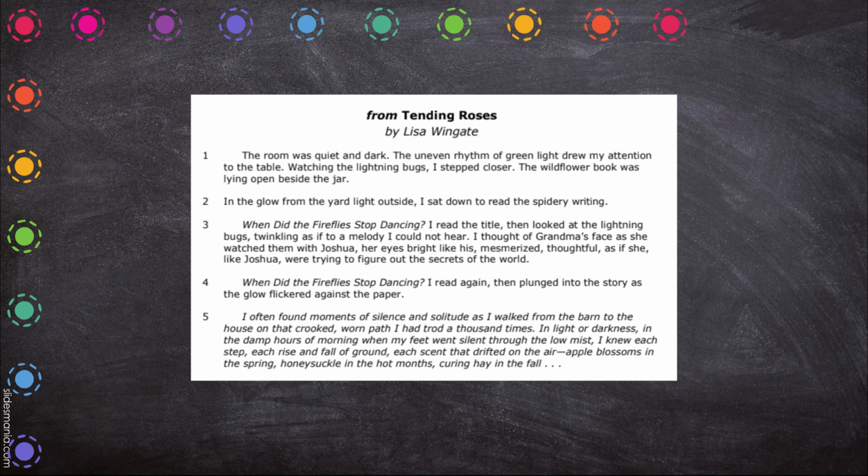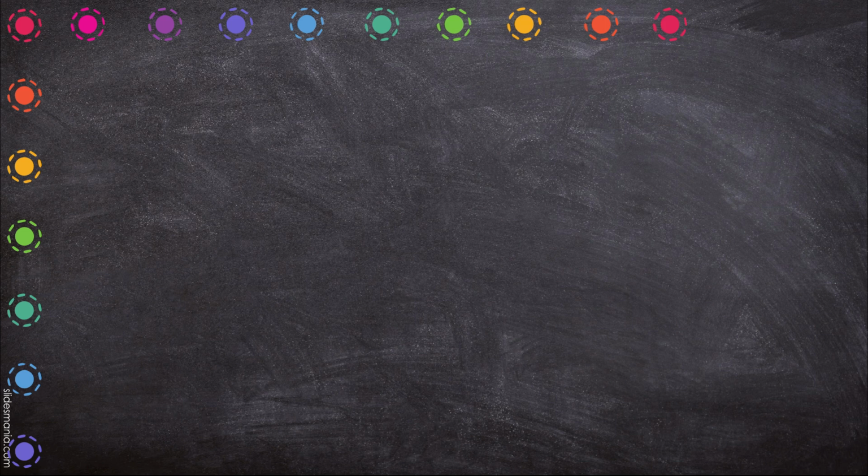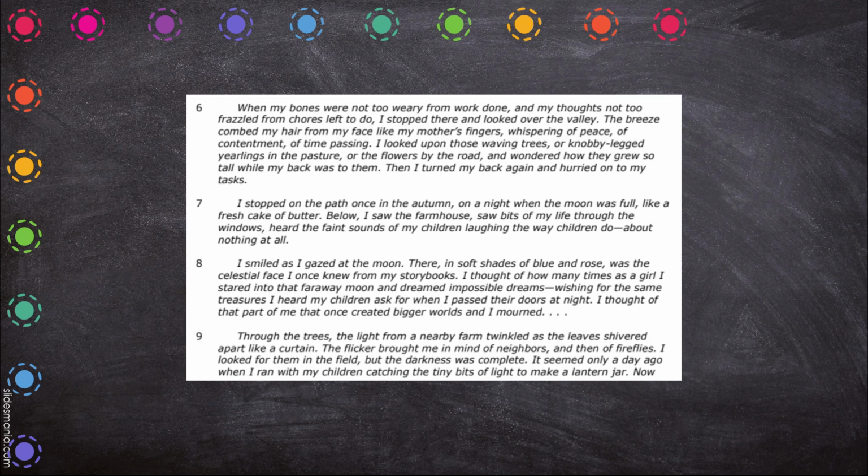I often found moments of silence and solitude as I walked from the barn to the house on that crooked, worn path I had trod 1,000 times. In light or darkness, in the damp hours of morning when my feet went silent through the low mist, I knew each step, each rise and fall of ground, each scent that drifted on the air, apple blossoms in the spring, honeysuckle in the hot months, curing hay in the fall. When my bones were not too weary from work done and my thoughts not too frazzled from chores left to do, I stopped there and looked over the valley. The breeze combed my hair from my face like my mother's fingers, whispering of peace, of contentment, of time passing.